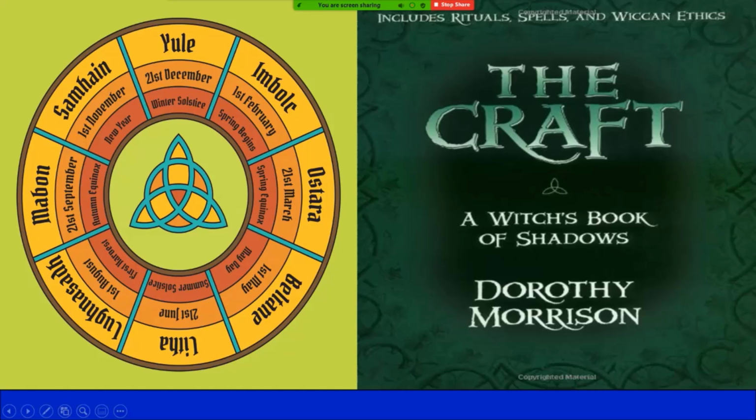But what's interesting here is we can see Yule. Under Yule, we have this symbol. It's called the triquetra. The triquetra, people have confused for a symbol of the Trinity.